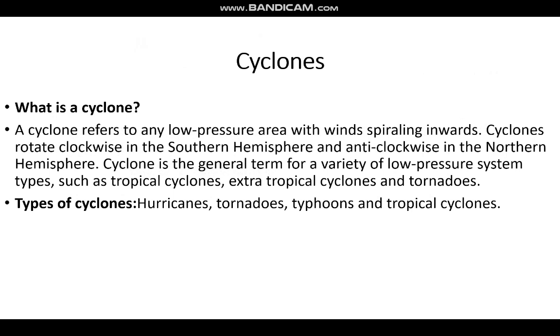And then we have the cyclones. What are the cyclones and how many types of cyclones do we have? Basically, cyclones are low pressure areas which spiral inwards and rotate clockwise. And all over the world, we call them by different names. We have hurricanes, tornadoes, typhoons, and tropical cyclones.